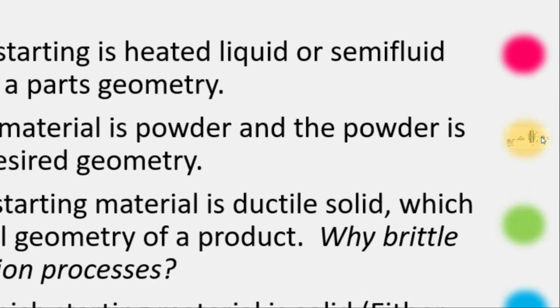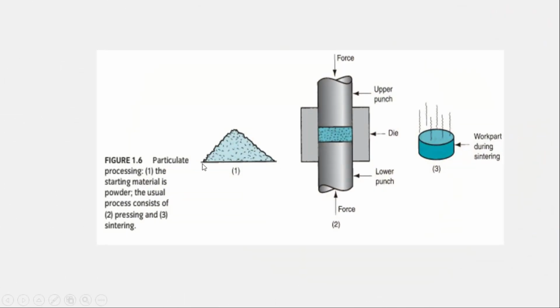You can see here, we have starting material in the powder form. Instead of the liquid molten material, we place it into the die cavity or the mold, and we apply the force and the heating until we achieve the desired shape.